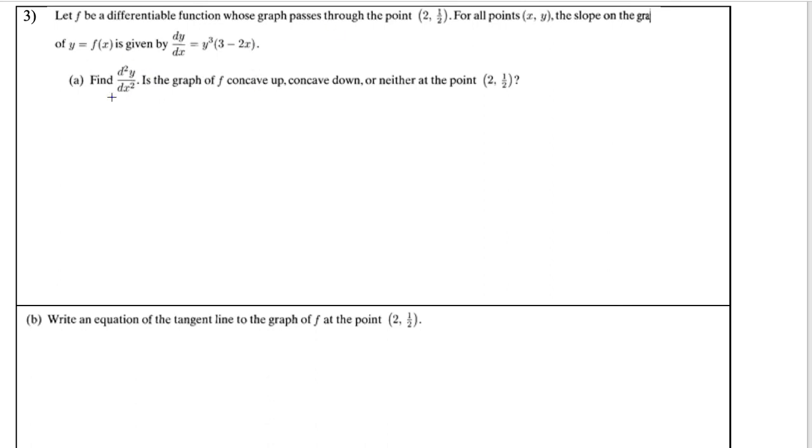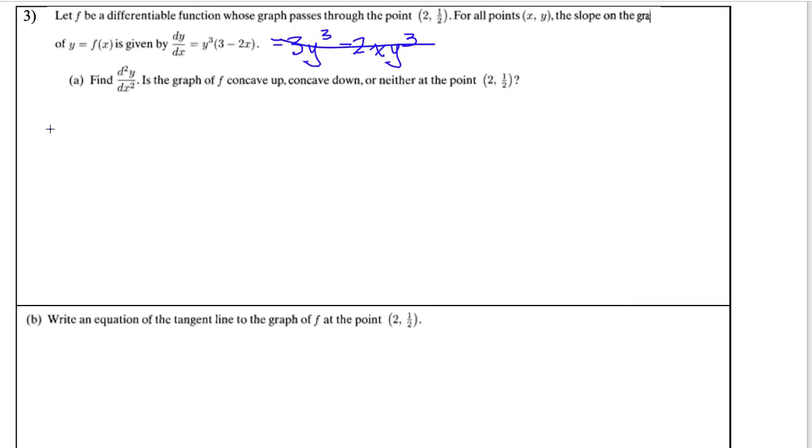Okay, we need to find the second derivative. Here's the first derivative, and I need to figure out if it's concave up, down, or neither. So this is going to be using product rule no matter what. Even if we distribute this, this is still going to be 3y to the power of 3 minus 2xy to the power of 3. I'll still be using product rule right here, or I could just be using product rule here. So I think it's better to just use it without having to do extra math. So I'm not going to do that.